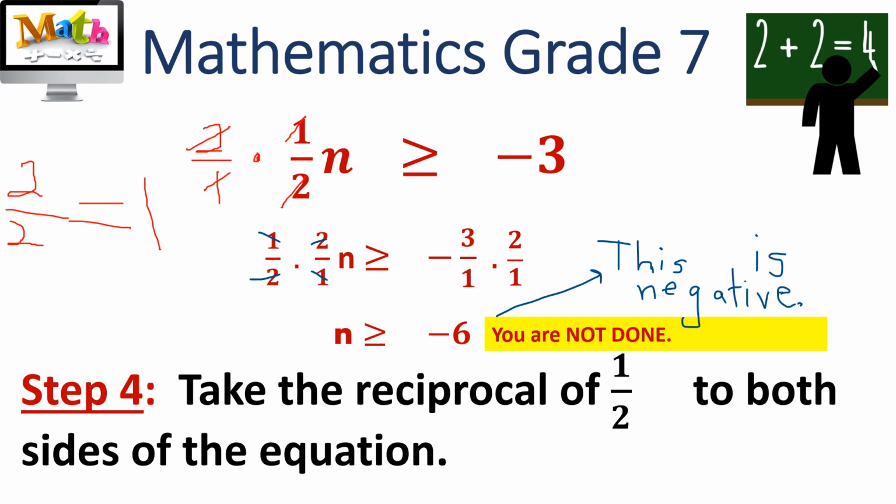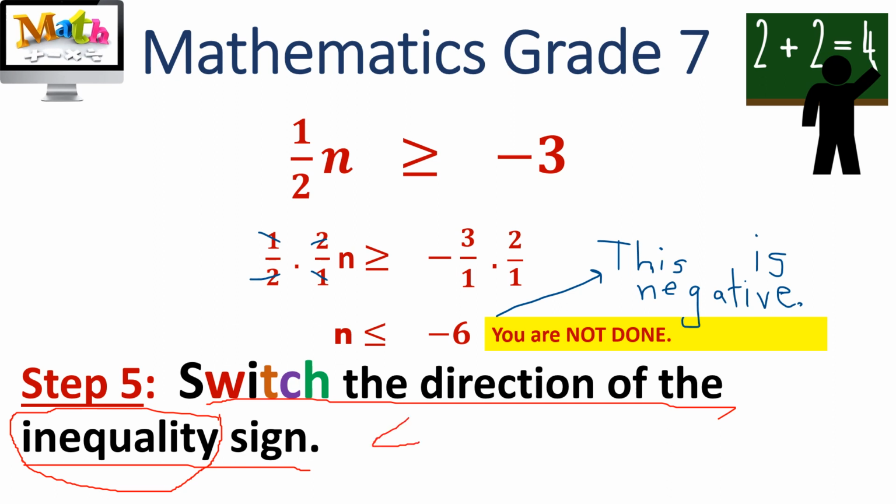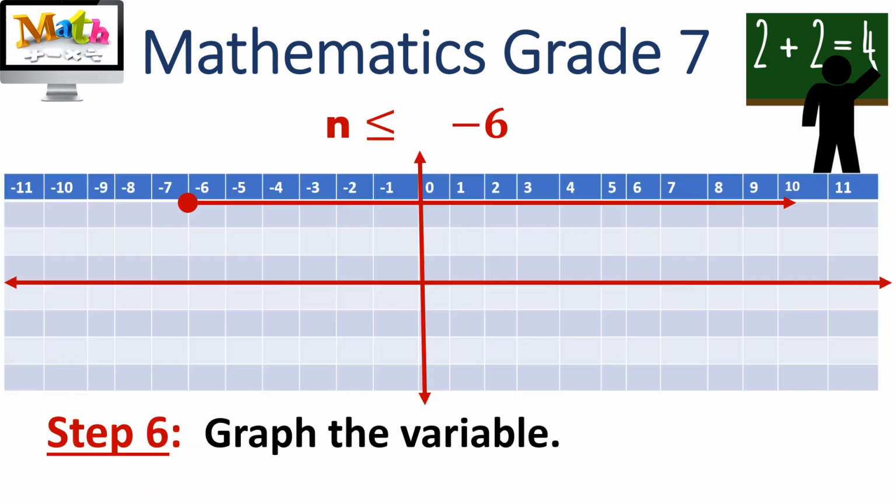That's because this is a negative. When you have a negative, you're going to have to do what we're doing on the slide after this: you have to switch the direction of the inequality sign, only for inequalities like this. When it's greater than or equal to, that's the one you make sure you switch the sign on, the rest of them you don't. Graph in the variable, n is less than or equal to -6.